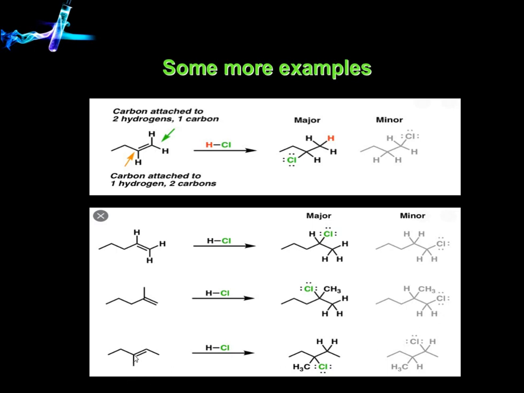In this reaction, again there is a methyl group attached here along with a double bond. So this carbon will have 2 hydrogens and this carbon will have no hydrogen at all. So chlorine should be attached to this carbon atom and hydrogen will be attached to the second carbon atom in this case.